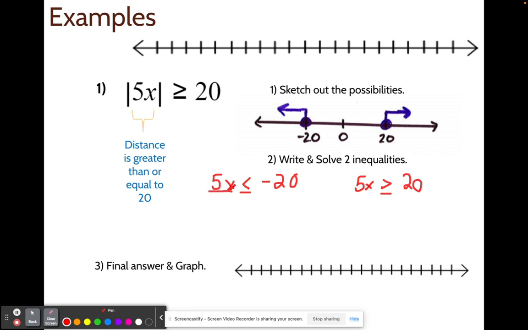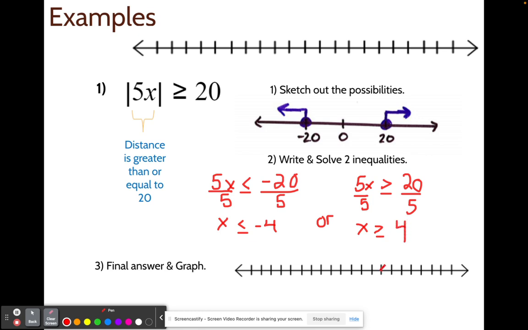Divide both sides by 5. And x can be less than or equal to negative 4. Or divide by 5. X can be greater than or equal to 4.